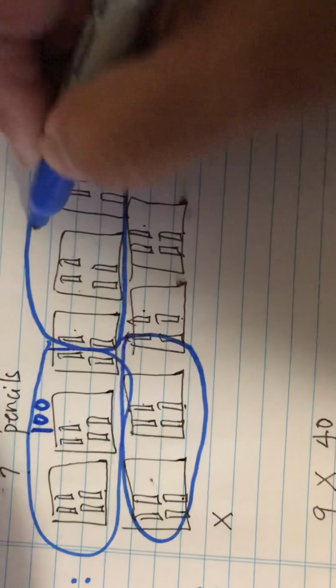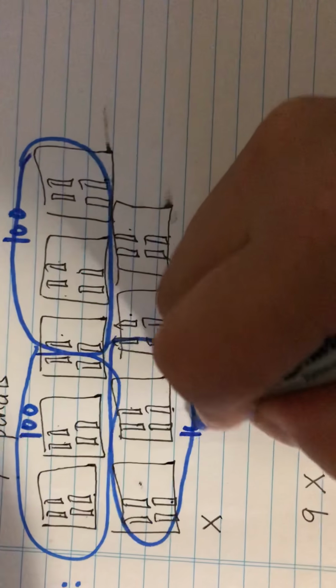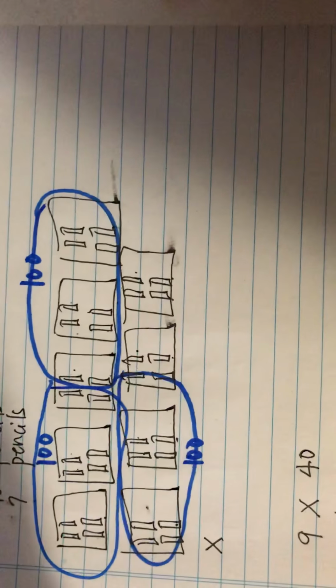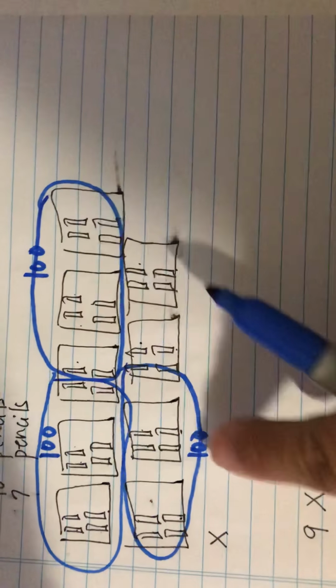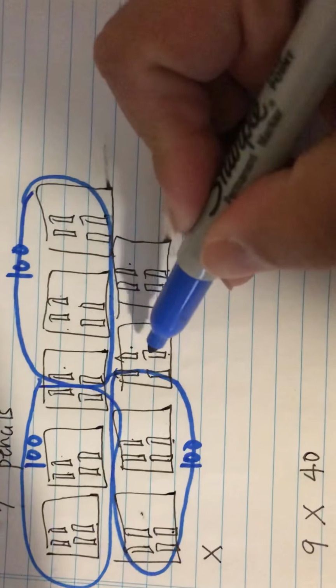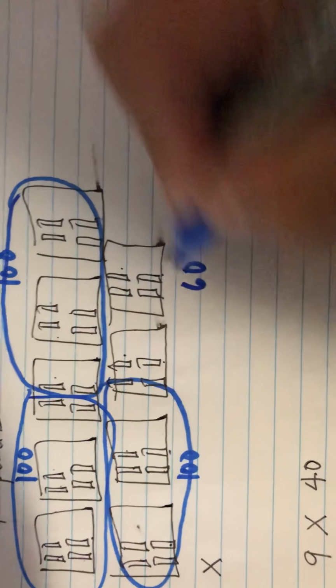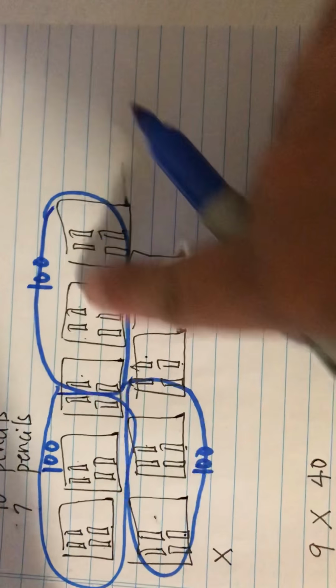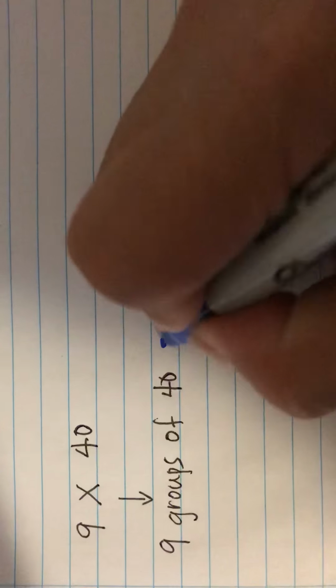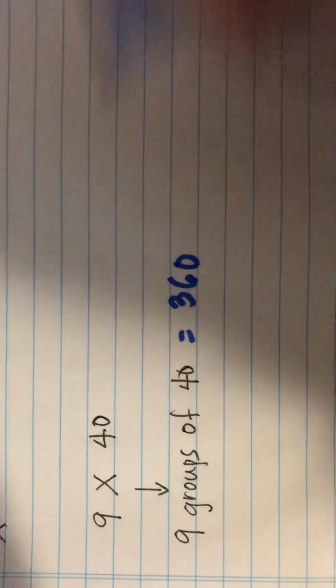Then I would not be able to make another 100. So I'm just going to count how many hundreds I have. That's 100, another 100, another 100. So how many hundreds do I have now? I have 100, 200, 300. And then I'm going to count the rest. So this is 10, 20, 30, 40, 50, 60. So I have 60. So that's 100, 200, 300 plus 60. 9 groups of 40 is equal to 360.